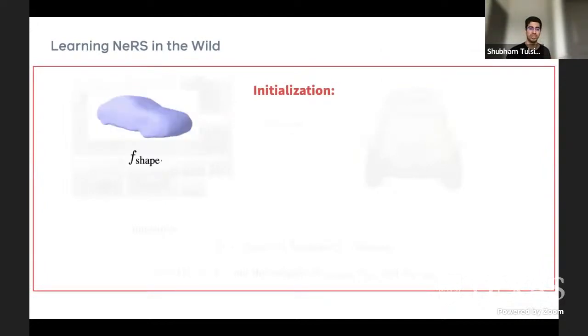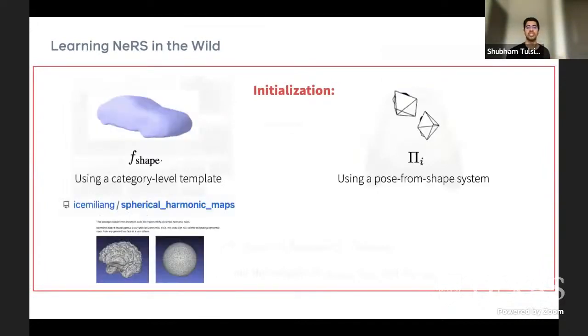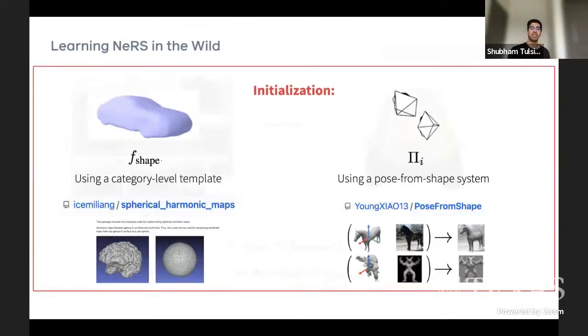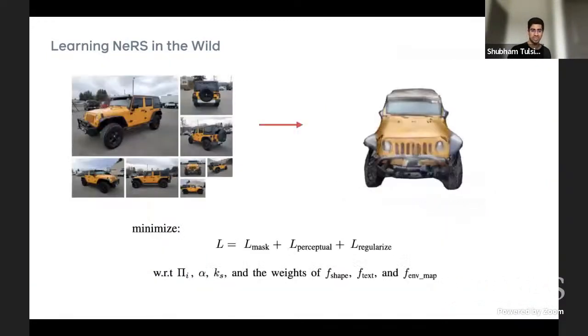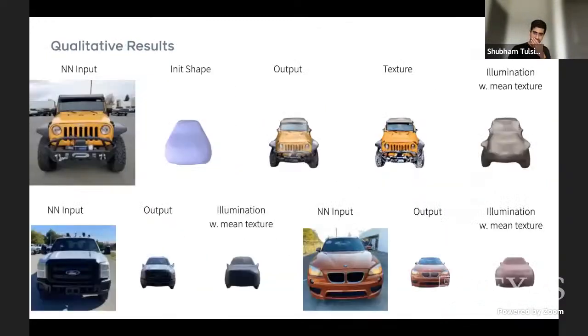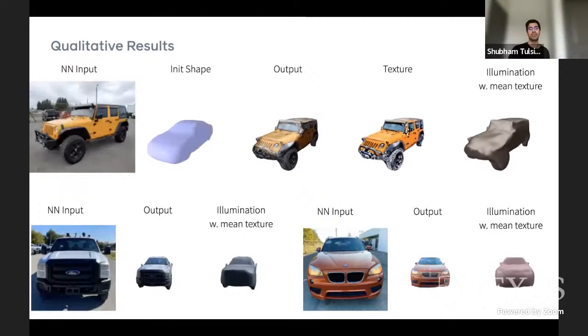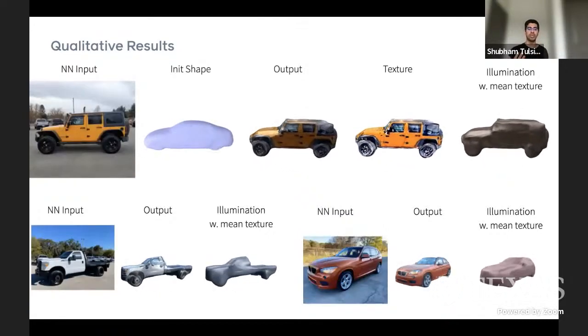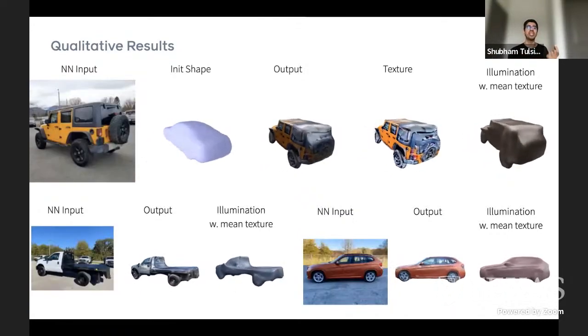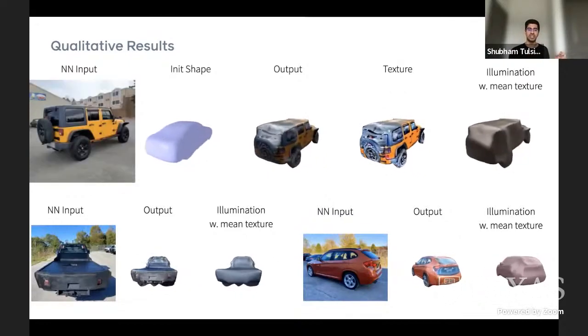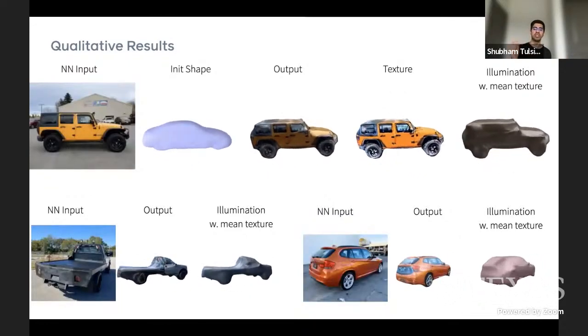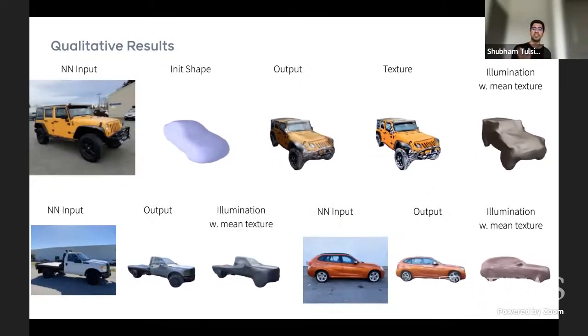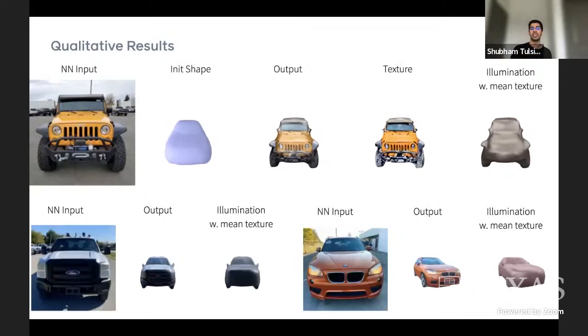And we use a couple of off-the-shelf systems to initialize the shape and the poses, and I'm going to skip that. But essentially, here are some results to show that we are able to capture diverse shapes using, again, the same initialization across all these three instances, and are also able to model some view-dependent effects, which we visualize in the right image, showing the view-dependent effects with a mean texture image.